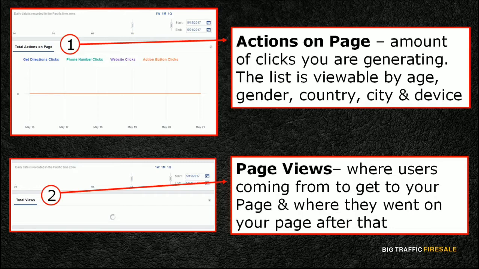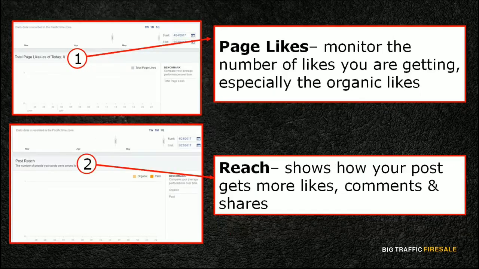These clicks are generated from users who want directions, phone numbers, your websites, and action buttons. This list is viewable by age, gender, country, city, and device. Over at Page Views, you'll see where users are coming from to get your page, and where on your page they went to once they're on it. Page Likes lets you monitor the number of likes you're getting, both paid and organic likes. In this case, we're aiming for organic likes.